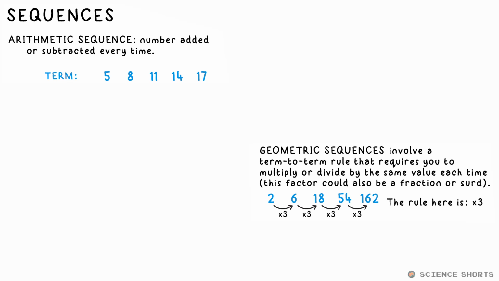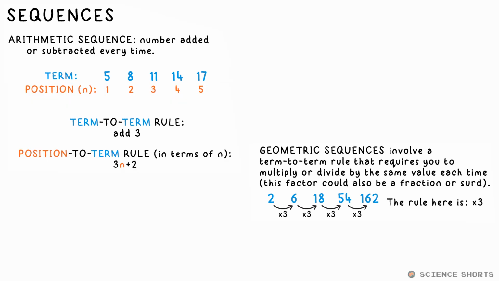You could be presented with the start of a sequence and you could be asked to determine what the rule is, or just carry on the sequence, which requires knowing what the rule is anyway. Here the rule is fairly obvious. It's add 3 every time. This is what we call a term-to-term rule. It just tells you how to go from one term to the next.